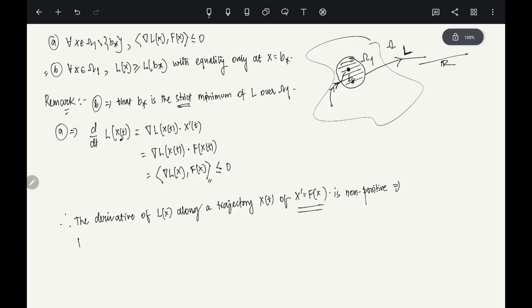Which means L of x is non-increasing along any trajectory of x prime equals f of x. I hope this is clear to you now.